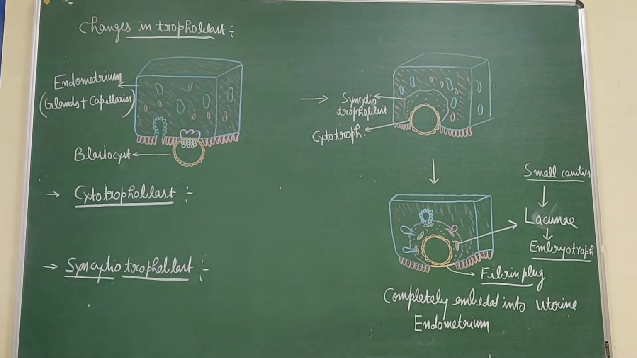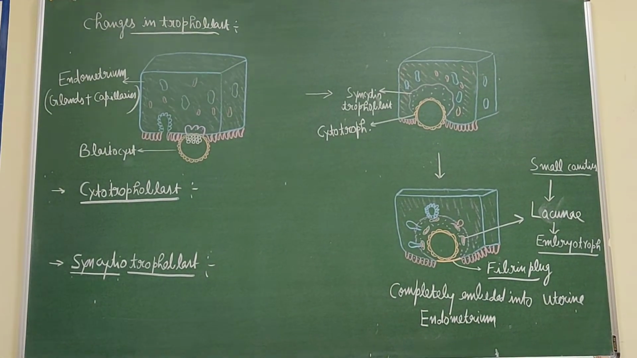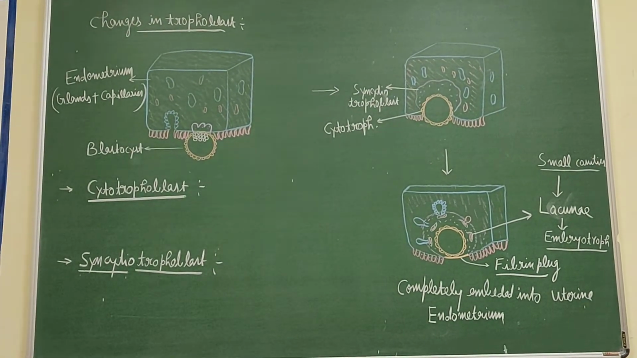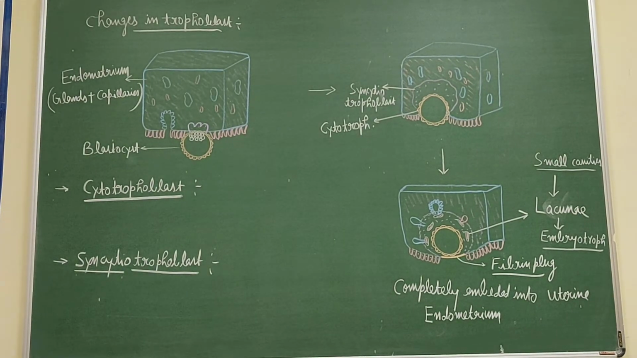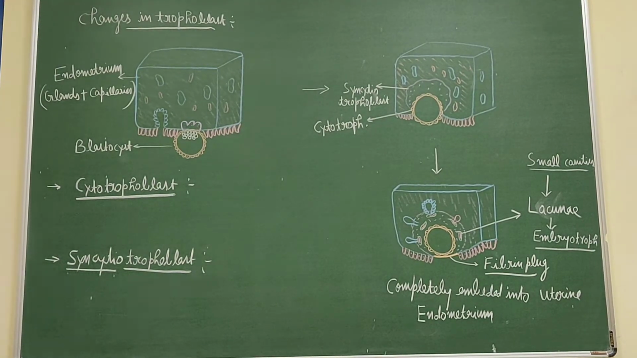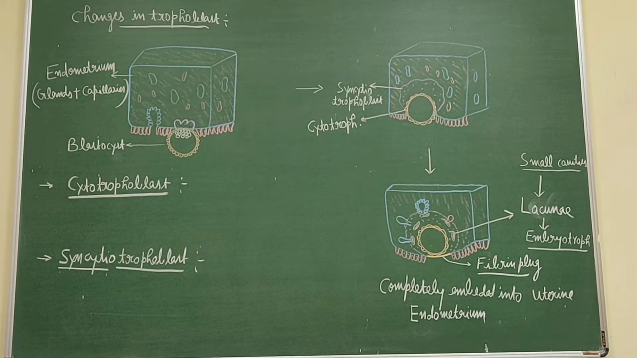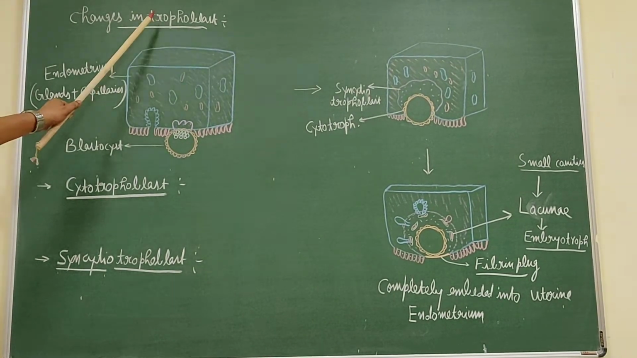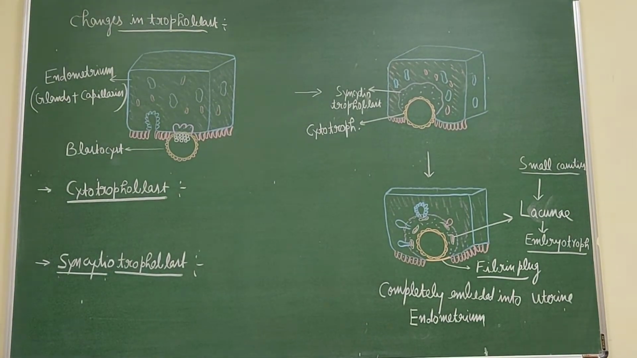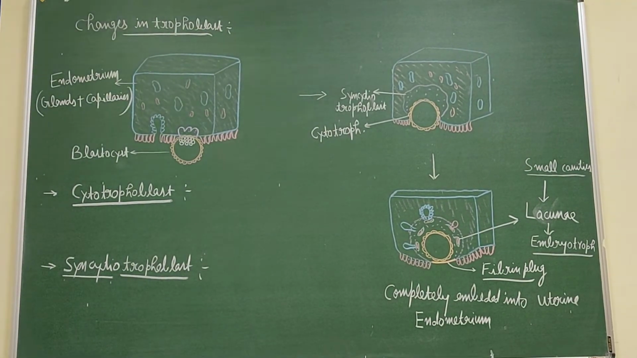As in the previous class, we have discussed the development of the second week, that is known as the week of twos. Now, in the second week development, there are changes in the trophoblast, changes in the embryoblast, and changes in the uterine endometrium.